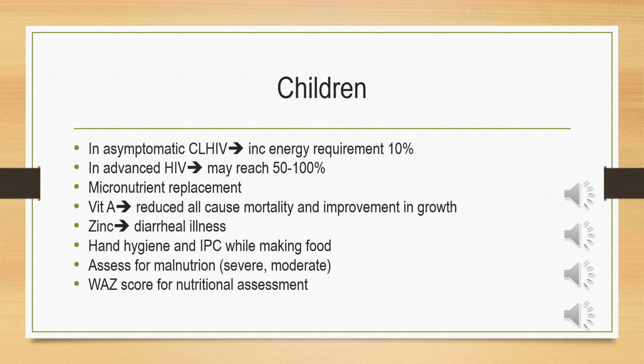The child should be assessed for malnutrition status on a regular basis, just like the general population, and the malnutrition, if present, should be categorized as severe, moderate, or mild. The VAS score can be used for nutritional assessment. IMCI guidelines can be helpful to assess the different illnesses in a child and should be used, and the child should be managed according to these guidelines.